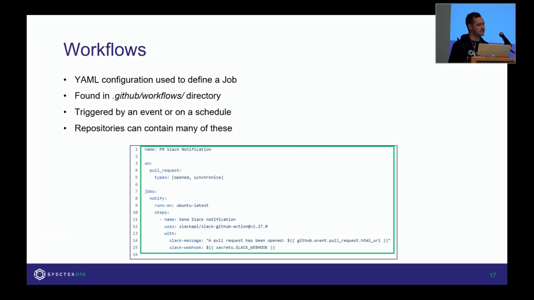So workflows, here's an example workflow. This is a YAML workflow, the name here is PR Slack notification. If you want to know if a repository is using GitHub Actions, you'll look for this folder, .github/workflows. This will be at the root of the repository. And these are going to be triggered by an event or on a schedule. I guess you could say a schedule is an event. And then the other thing to note is that repositories can actually have many of these. And so when you're looking at these to try and understand how they all relate to each other, it can sometimes be challenging because there's dependencies on each other. And so we need to go and look through all of this.